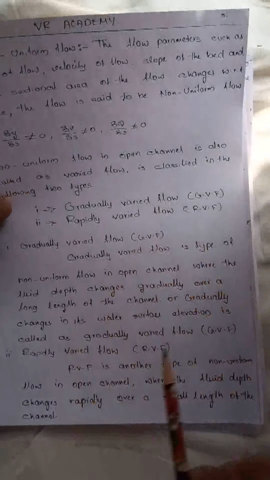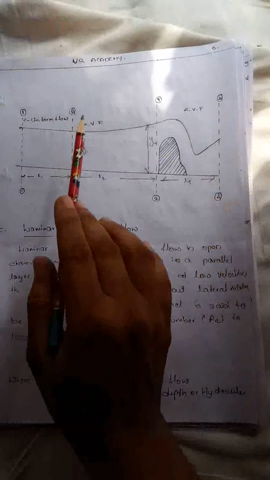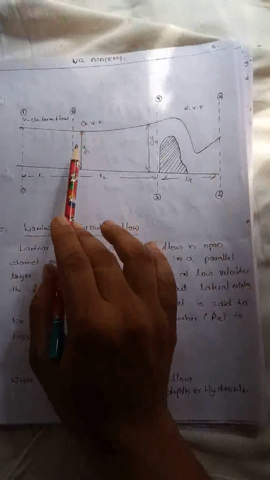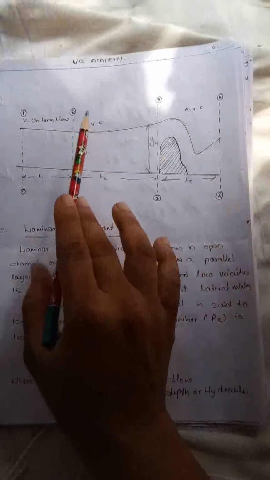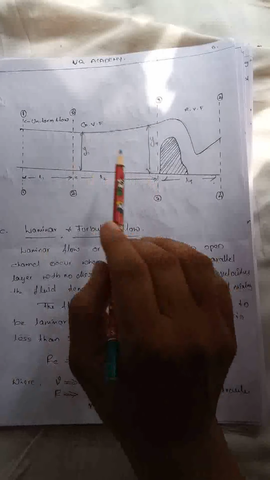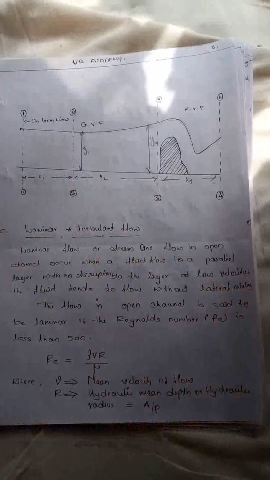Gradually varied flow is the type of non-uniform flow in an open channel where the fluid depth changes gradually over a long length of the channel. In a gradually varied flow, the fluid depth changes gradually over a long length of the channel.